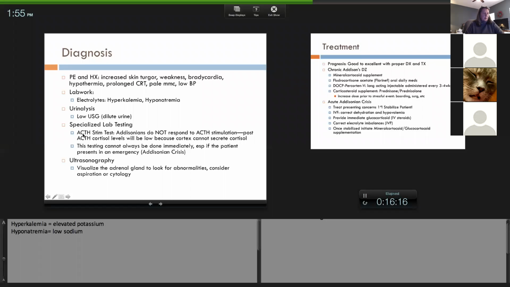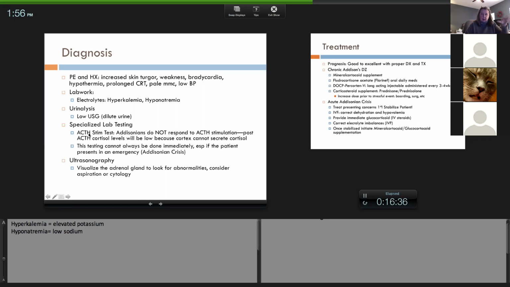And I should have put on here, take a blood pressure measurement. Usually these animals will have an extremely low blood pressure, bradycardia, extended CRT, and then we have these lab works. Now, when you want to get into specialized lab tests, you can do the same.